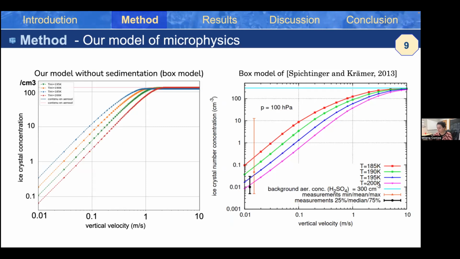The first step was to validate our model. So we decided to compare our ice production as a function of the vertical velocity, so for us W bar, without taking into account the sedimentation, to the box model of Spichtinger and Kramer 2013. When we compare the two figures, we can see that we have the same order of magnitude of crystals, a bit more, but we thought that this tends to validate the macrophysics that we represent here.